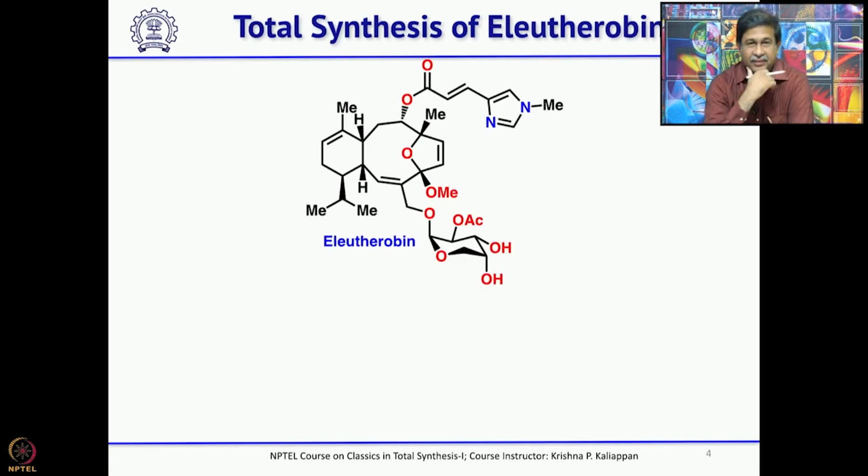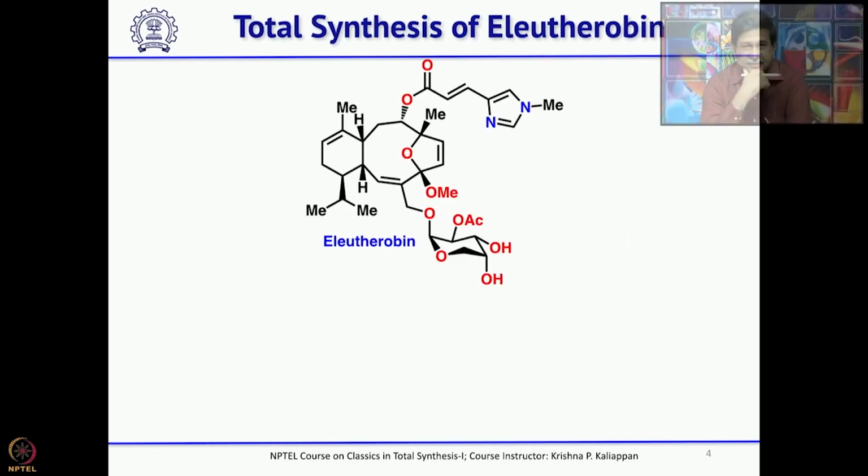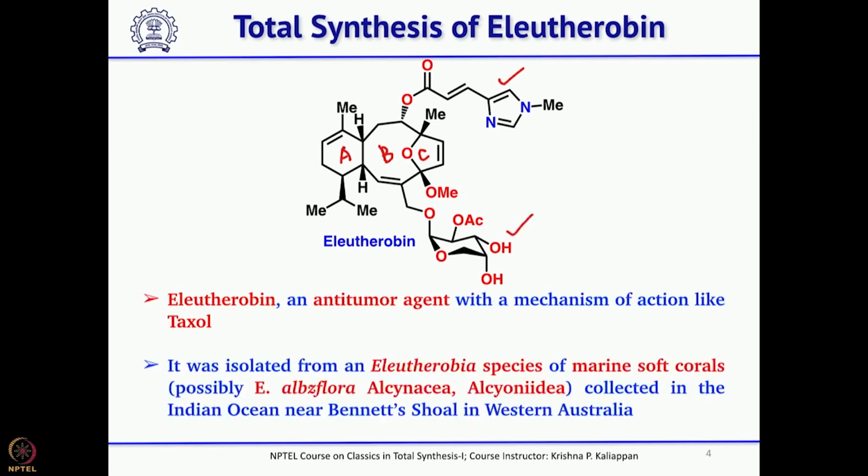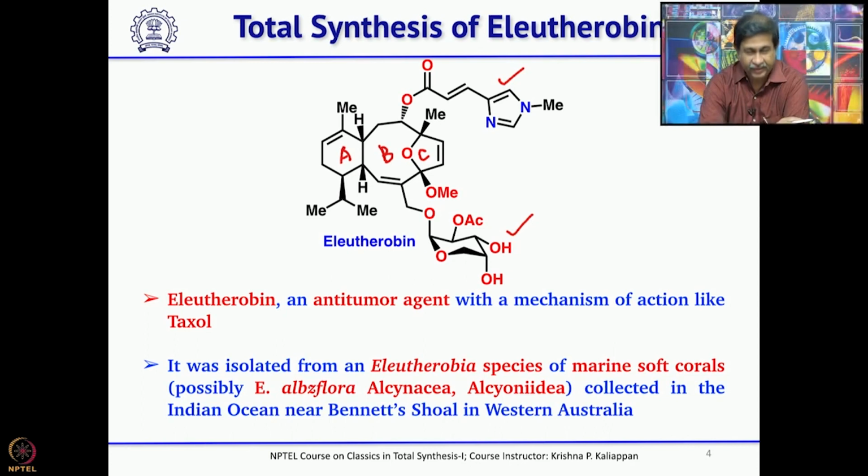If you look at the structure of Eleutherobin, it has 3 rings. You can call them A, B, C rings, and you have 2 side chains, one here and one here. This was isolated in the 90s from the Eleutherobia species of marine soft corals found in the Indian Ocean. It was isolated at a few milligrams, and Fenical's group, which isolated this compound, proposed this structure.